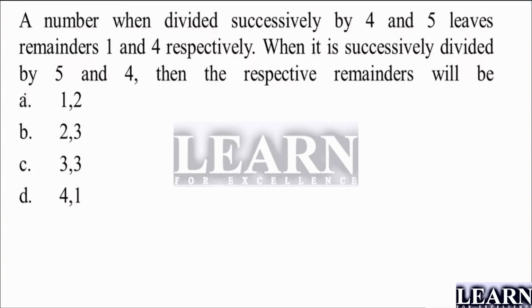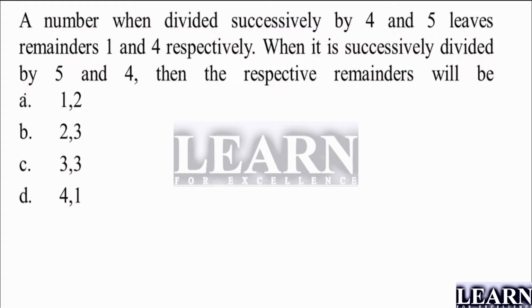Let's have a look at the question. A number when divided successively by 4 and 5 leaves remainder 1 and 4 respectively. When it is successively divided by 5 and 4, then the respective remainders will be?